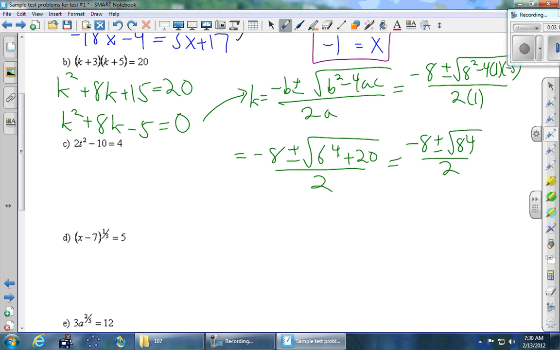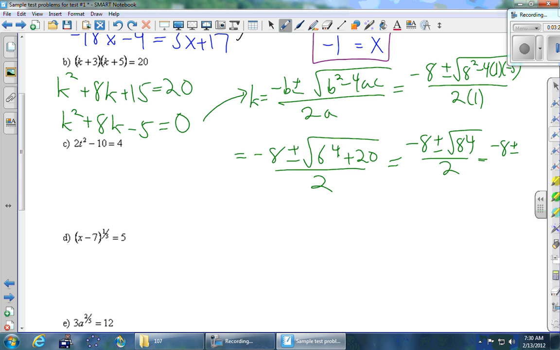If you stop there, this is most of the credit. It's not full credit because it's not technically reduced all the way, but it's most of the credit. But if you want full credit, you've got to go a little further with that 84 and recognize that 84 has a perfect square that goes into it. In this case, 84 is really 4 times 21. And that 4 is a perfect square, so it can come outside.